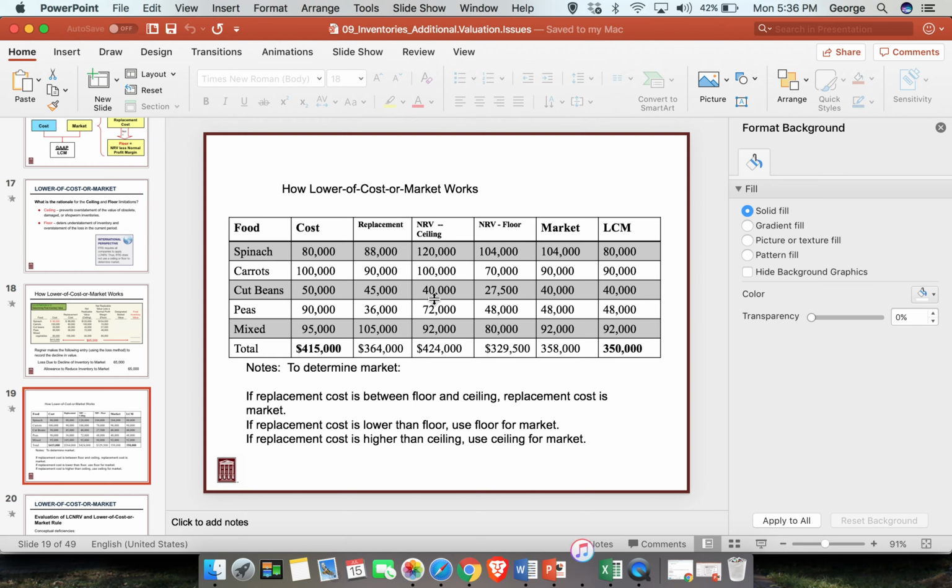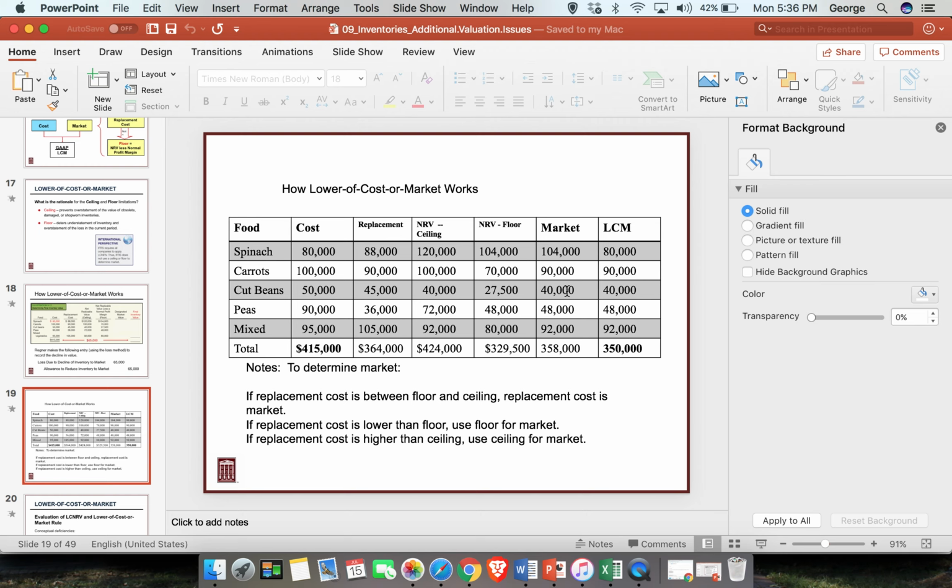Cut beans, it's 45,000. So it looks like it's above the ceiling. So we're going to use the ceiling of 40,000. Right? So if it was 35,000, I could use 35,000 or even 39,000. But because it's above the ceiling, we'll just use the ceiling for our market.